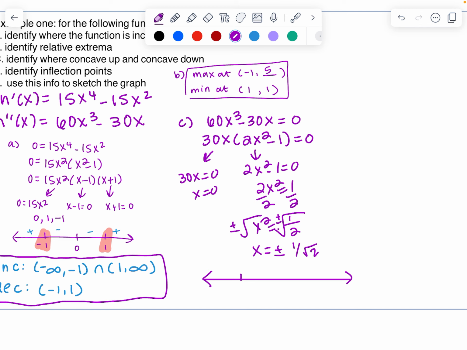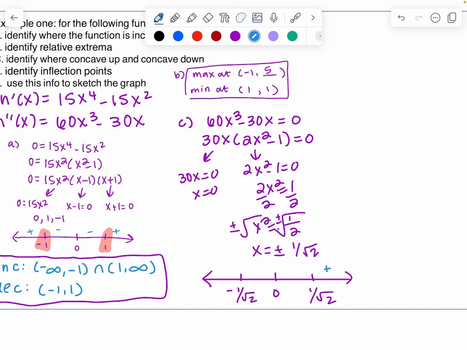So this should be -1 over the square root of 2, and then 0, and then positive 1 over the square root of 2. And so I'll plug in some numbers now. I'm going to assume that 2 is larger than this number, so I'm going to plug in 2. If I plug in 2 here, this would be a positive number, this would be a positive number, so this would be a positive section.